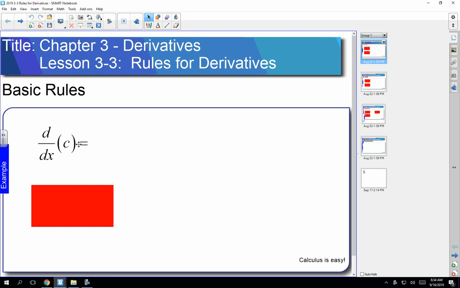So the first of the differentiation rules is d dx of the function c. The function c is a constant function. If I graphed it, it would just be a horizontal line. So the derivative of a constant is equal to 0.